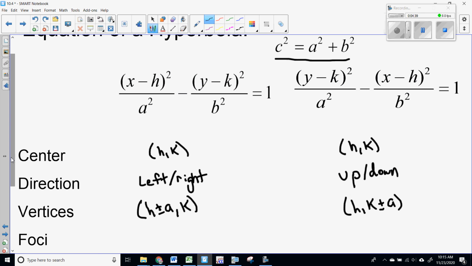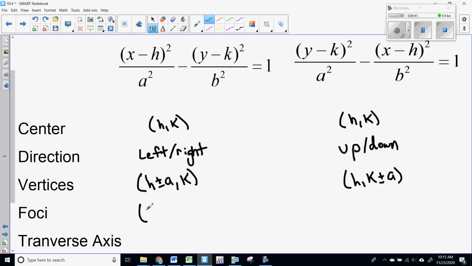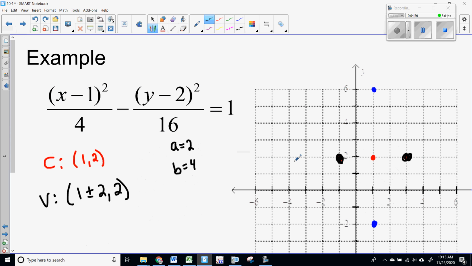Our foci will work the same way as our ellipses did. We will add and subtract c to the same variable, k or h, that we did for our vertex. So back up here then, that's going to show us that this opens left or right. Now, how do we graph these?